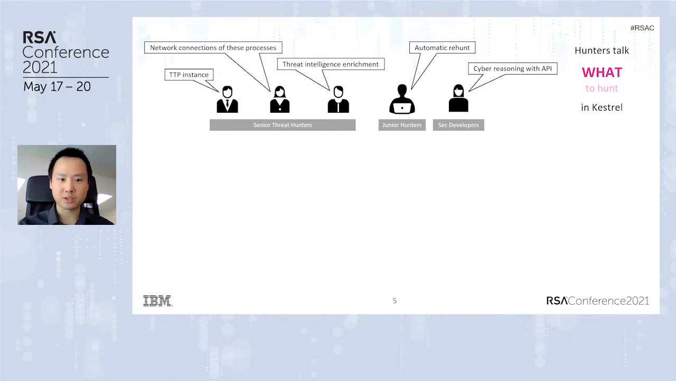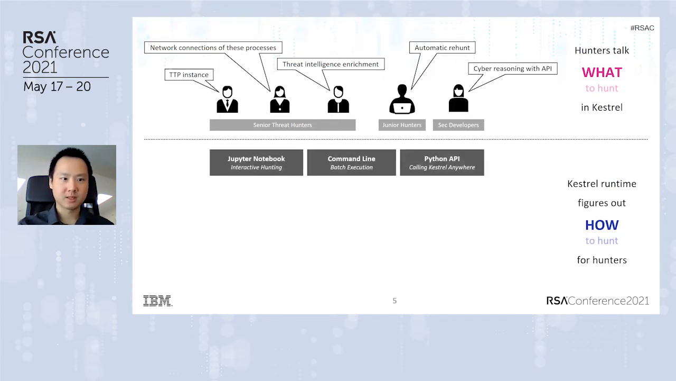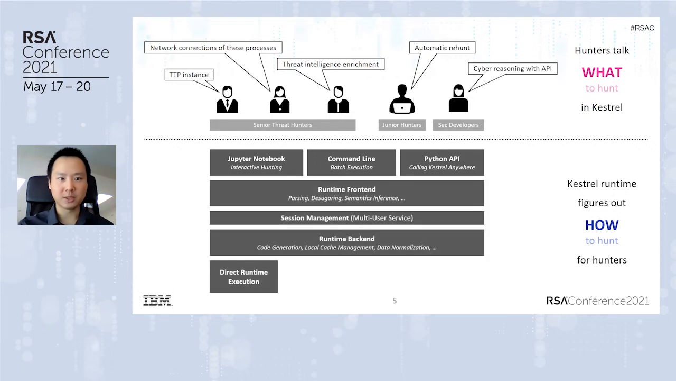As we relieve the users of the how, someone or something needs to take care of the how. We develop the Kestrel runtime to complete the mission. Kestrel runtime has three main interfaces, all of which can pass the what from the users deeply down the stack to figure out the how and execute. The runtime completes the how for the what and generates code to be executed locally and remotely.